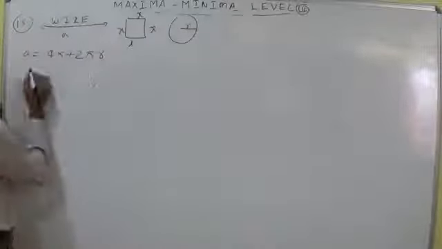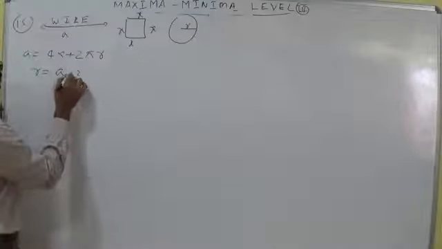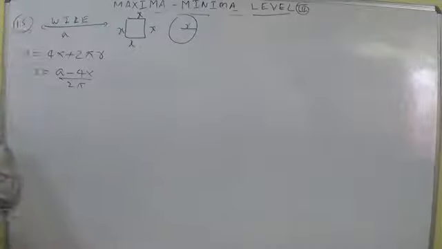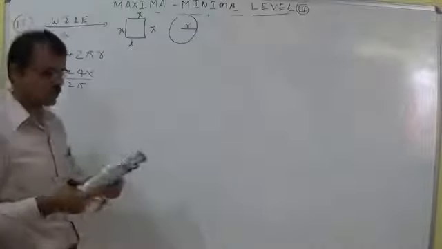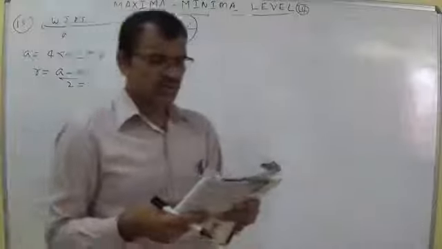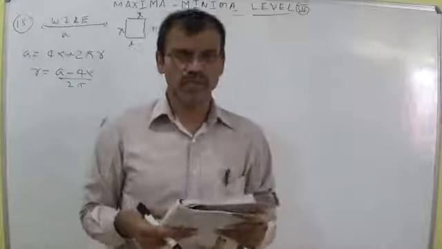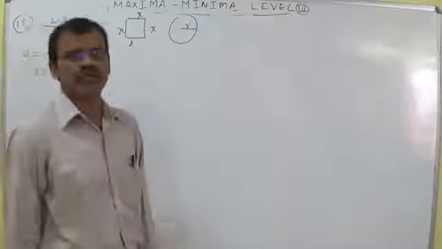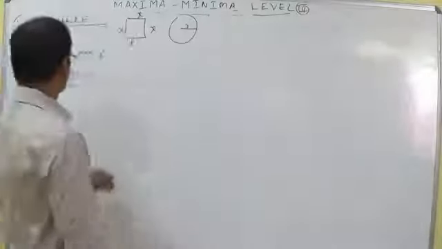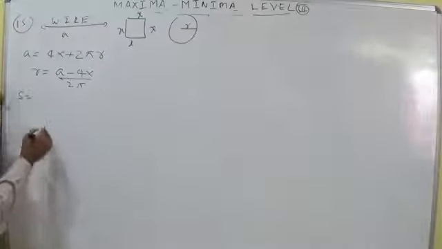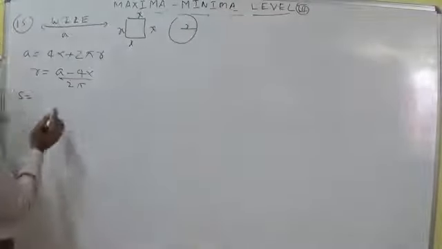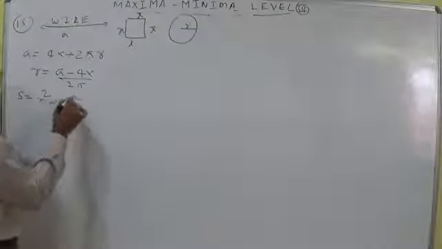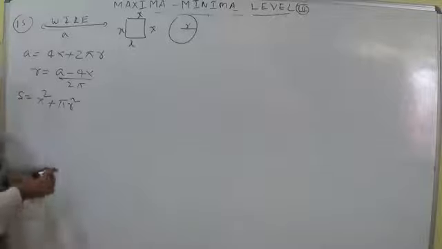Circumference of circle. Now I am writing here r is equal to (a minus 4x) by 2 pi. Now he is asking the least value of the sum of the areas. Whatever the sum of areas he has given, S is equal to the least value of the sum of areas. Sum of areas I am writing here: x square plus pi r square.